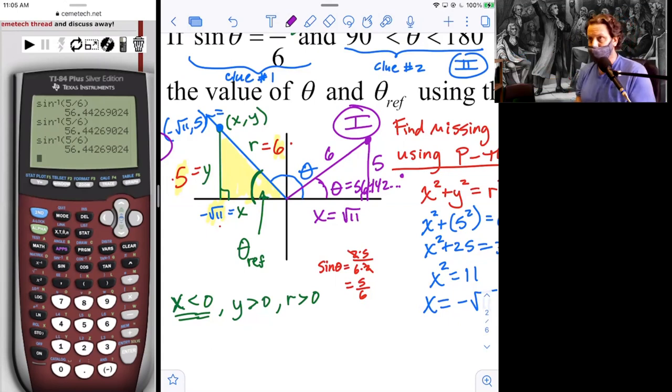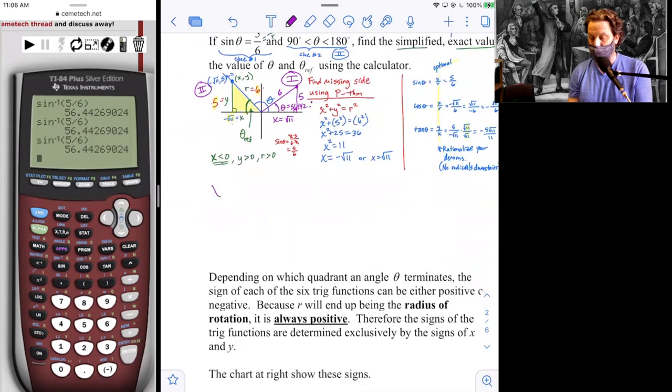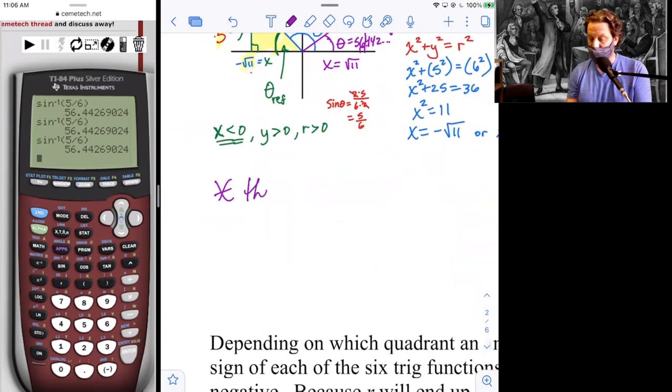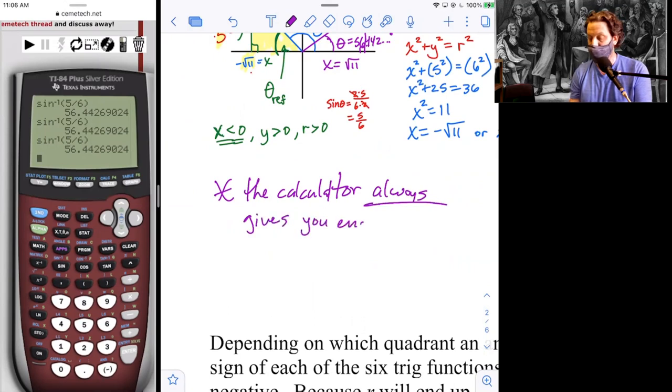So here's the deal. Your calculator will always give you enough information to find your reference angle. Okay? Let's write that. The calculator always gives you enough info to find your reference angle.